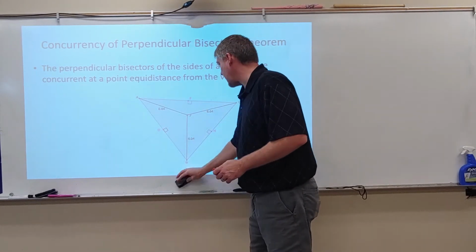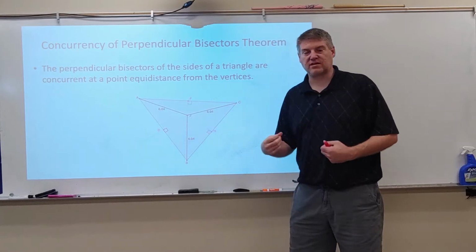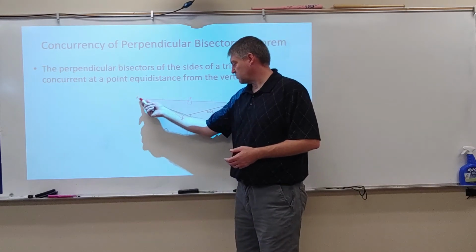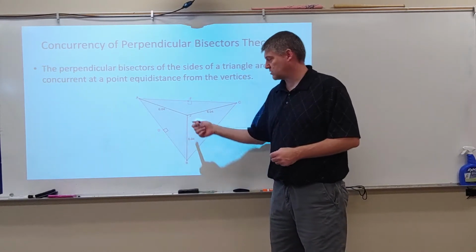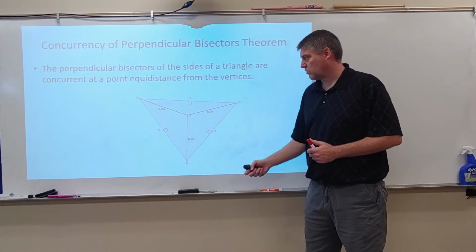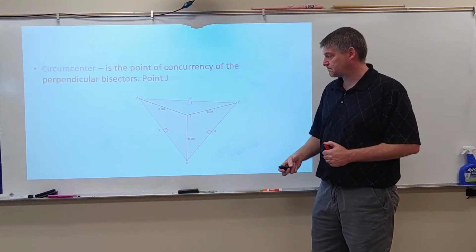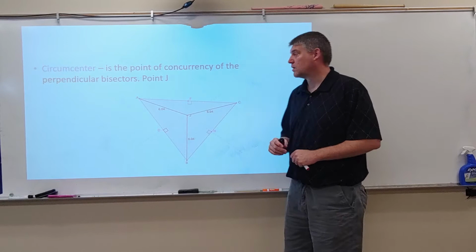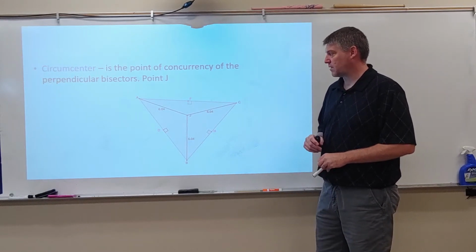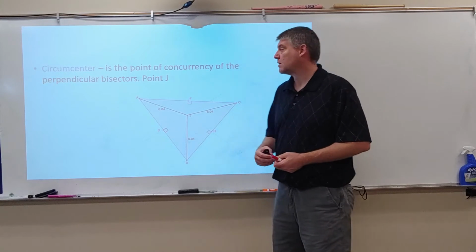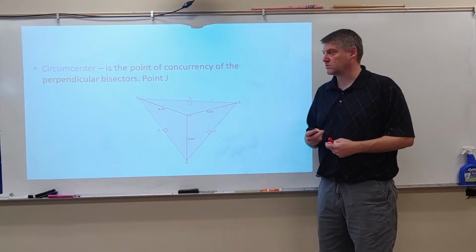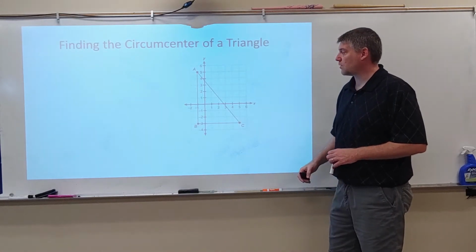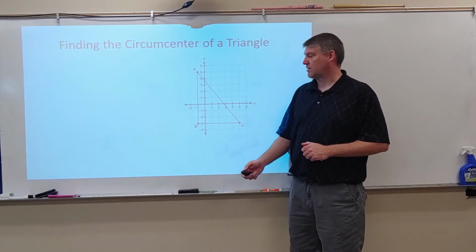The nice thing is that J is the center of a circle, and A, C, and B are on the circle, so the radii AJ, JC, and JB are all the same. And so J is equidistant from all those vertices. This is called the circumcenter, the point of concurrency of the perpendicular bisectors, point J. You probably noticed it sounds like circumference, because we're dealing with a circle here. So we're going to find the circumcenter of a triangle.